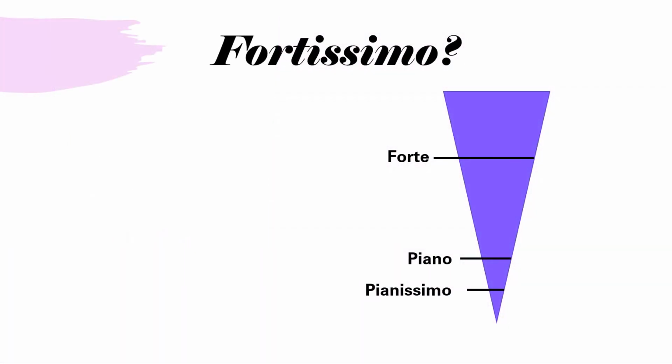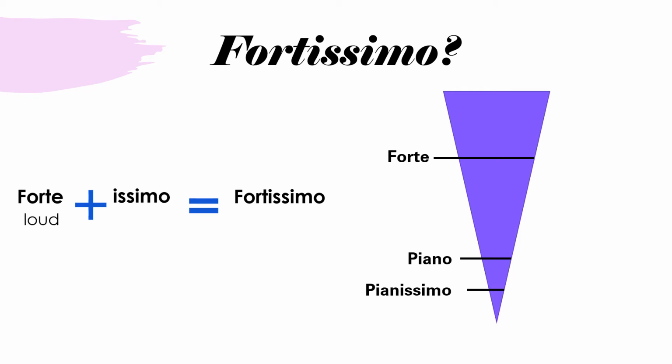Now that we know our word rule, can you figure out the meaning to the word fortissimo? Well, we know it has issimo, but what is the root word? It's forte, and forte means loud. So, loud plus very gives us very loud. Forte plus issimo gives us fortissimo. Good job.